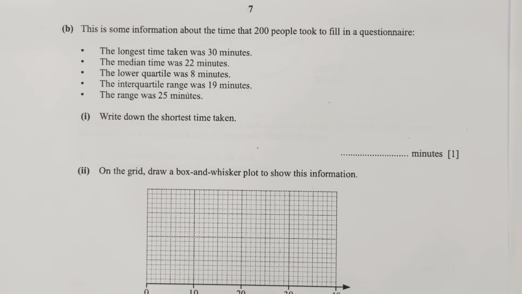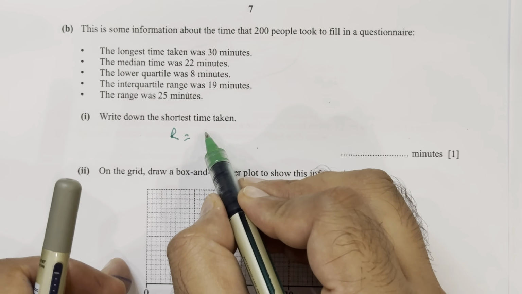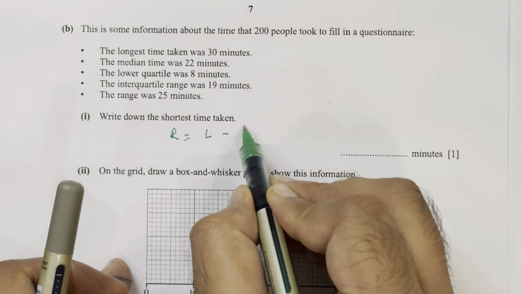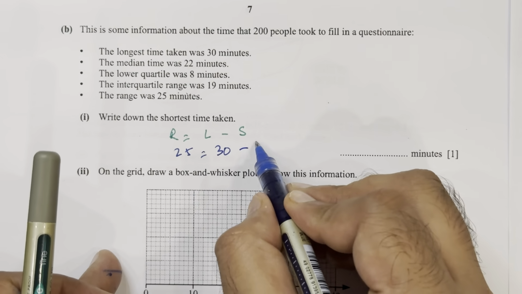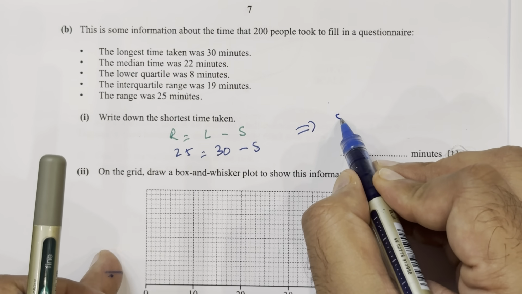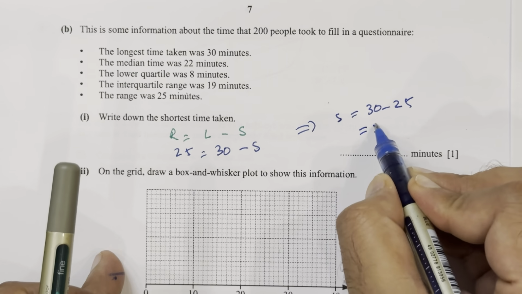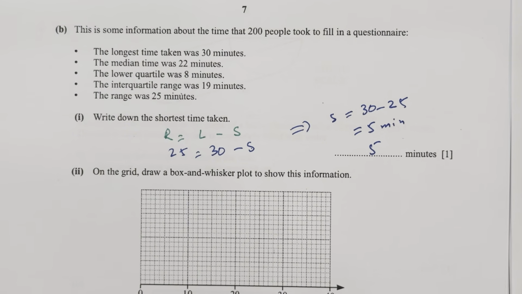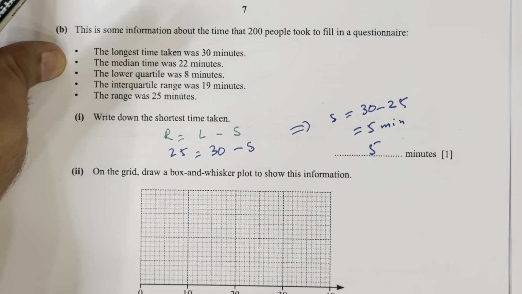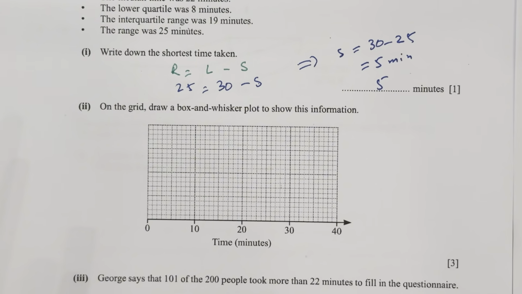Write down the shortest time. We have been given the value of the range, and the range is longest minus shortest. The range is 25, and the longest value is 30, so the shortest value s is equal to 30 minus 25, which is 5 minutes. So this is our answer for the minimum value. On the grid, draw a box and whisker plot to show this information.